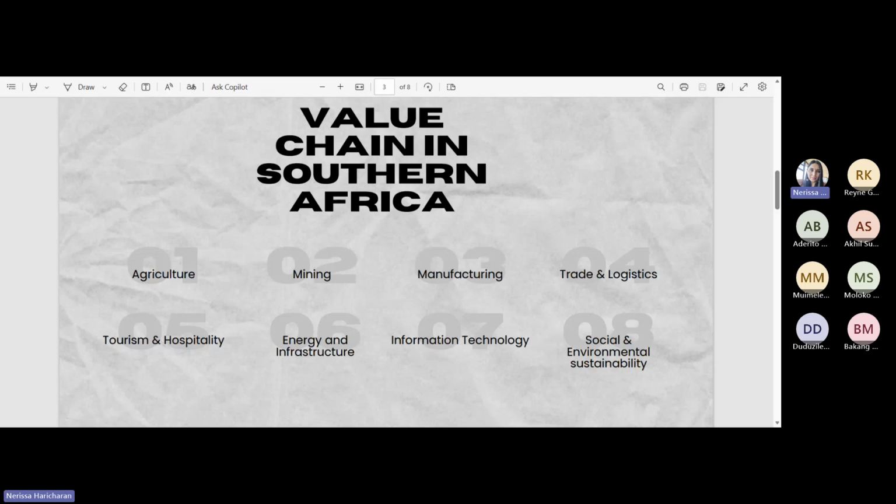We have energy and infrastructure, the good old ESCOM story. So we know that we face a lot of challenges, especially with energy access, with reliability, with sustainability. So the energy value chain, a lot of it is your distribution, your consumption of electricity, renewable energy sources. So there's a lot of investment in energy infrastructure and renewable energy projects as well.